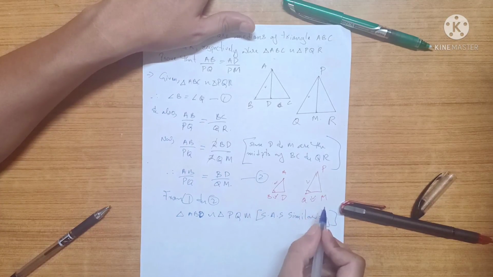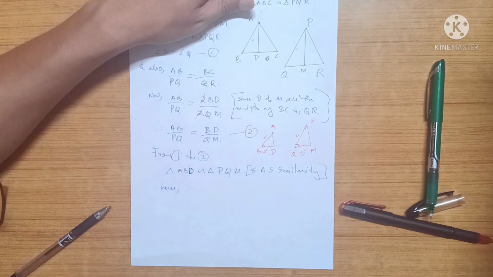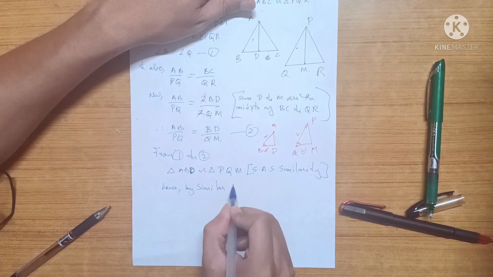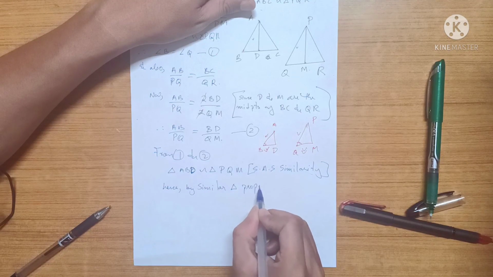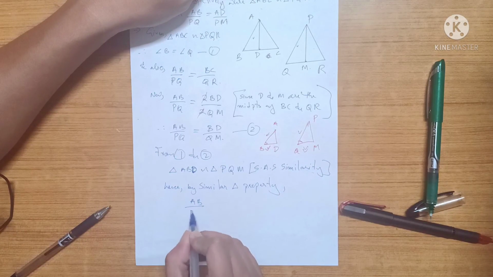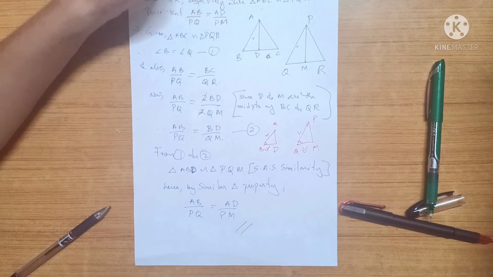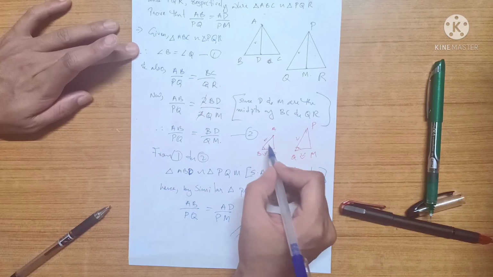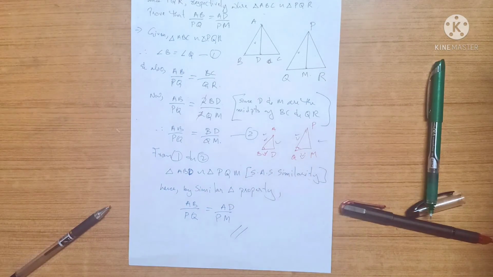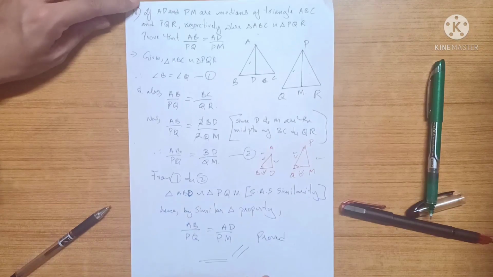So if these two are similar, then we can literally write, hence, by the similar triangle property, we can say that AB by PQ should also be equal to AD by PM. Because we just proved that these two are similar, now I can literally say this by this equal to this by this also, since it's similar. So proved. Okay.